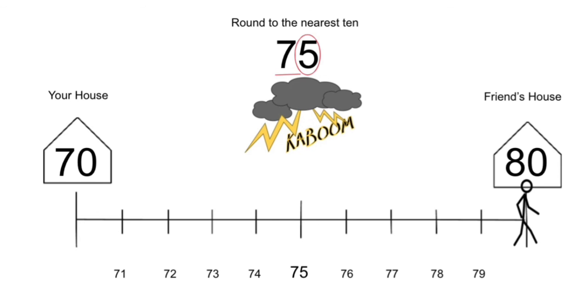Yay. So 75 rounds to 80 because it's much easier to keep going in the same direction than to turn around and go backwards. So when you're halfway there, you're going to keep going to where you wanted to go anyway.